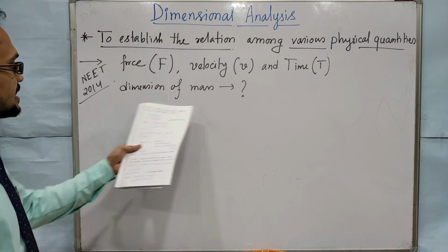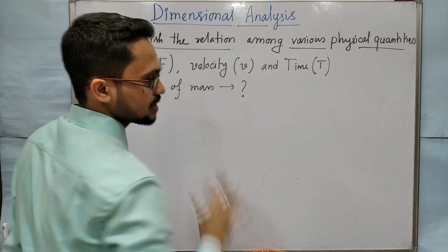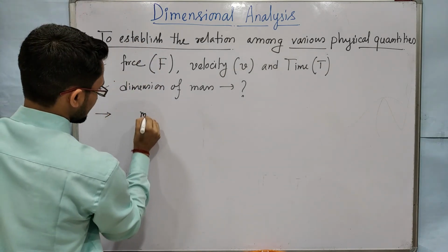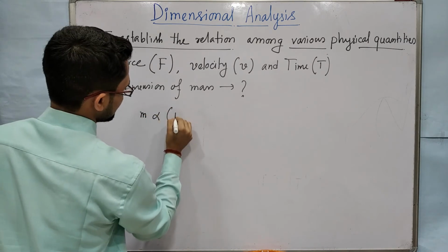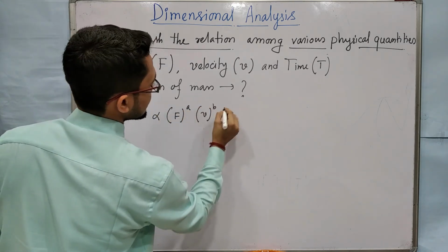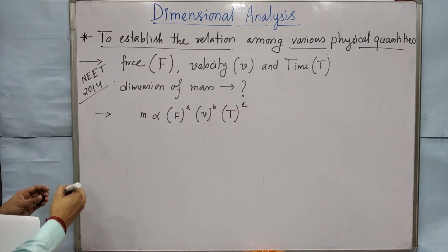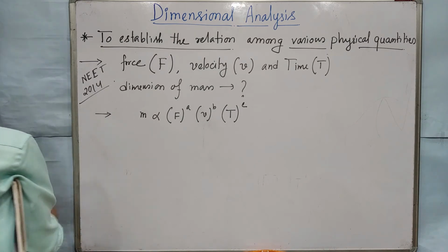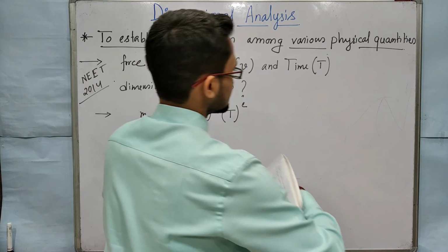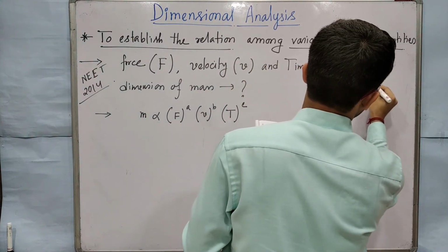So here we have to find the dimension of mass. That means mass depends on these three physical quantities. We will write in the same way: mass directly proportional to F to the power A, V to the power B, and T to the power C. Okay, I am giving the options. A, it is F V T to the power minus 1.